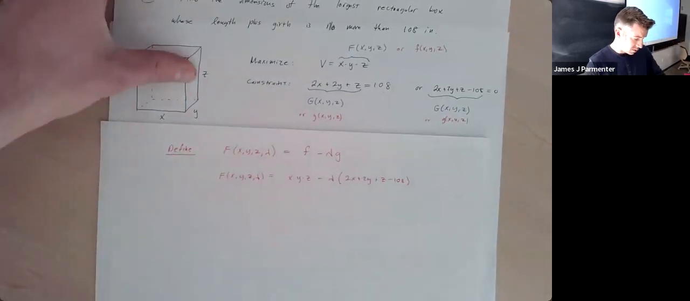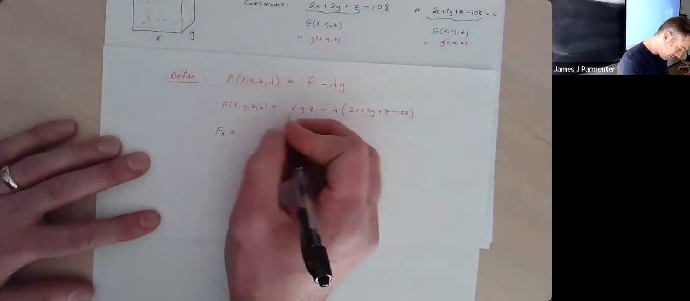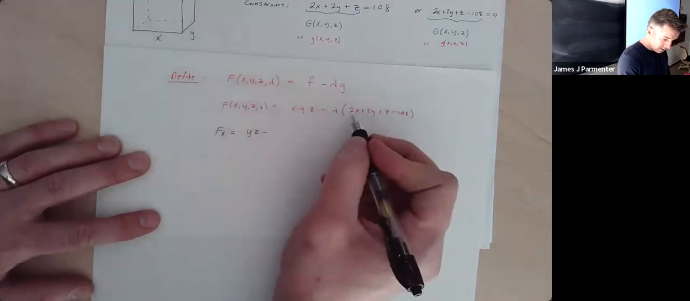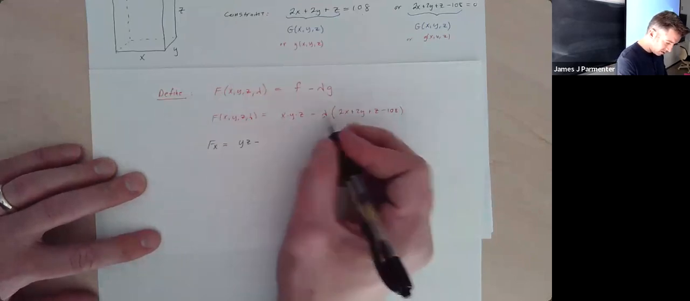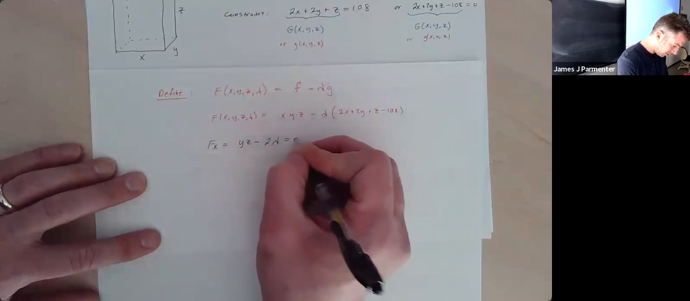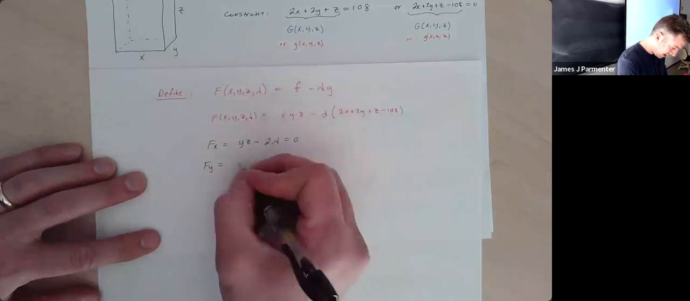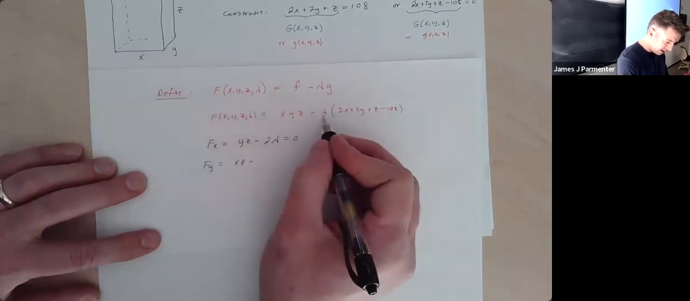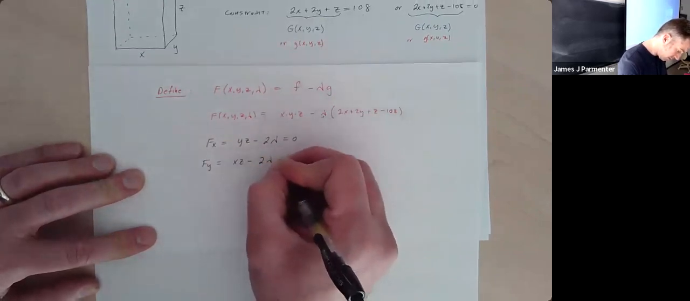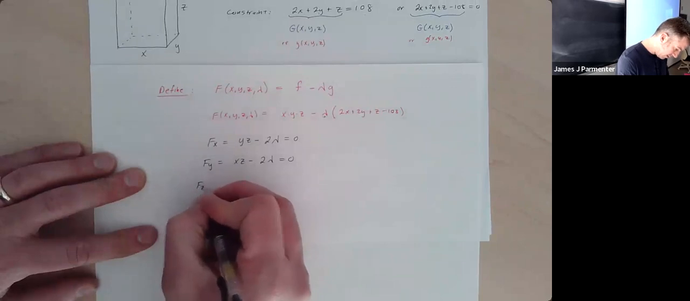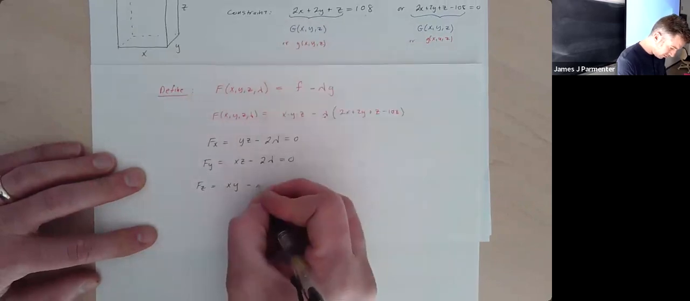And then we're going to find all the partials. So capital Fx is going to be yz minus lambda, which is a constant, times the derivative of this with respect to x, which is just 2. So we're going to get a 2 lambda, and we're going to set that equal to 0. And then Fy is going to equal the partial with respect to y, which is xz minus, again, the lambda hangs out, and the derivative of this with respect to y is 2. And then Fz, partial with respect to this part, is going to be xy. Partial with respect to this is going to be 1 times lambda, so equal to 0.